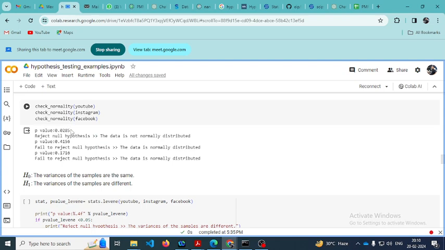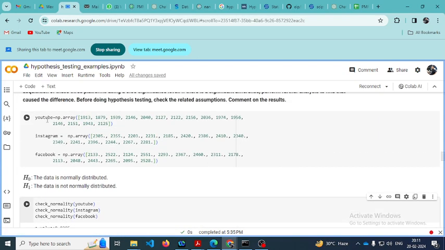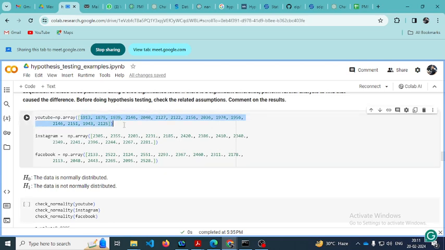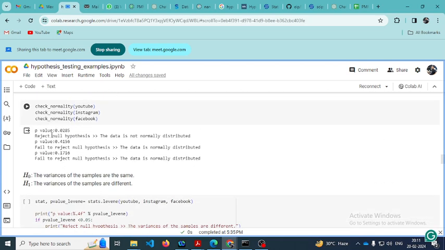This p-value is 0.0285, so it is less than the alpha of 0.05. You reject your null hypothesis, that is, the data is not normally distributed. So whatever data they have given for YouTube, the customers' data, is not normally distributed based on this check normality function.